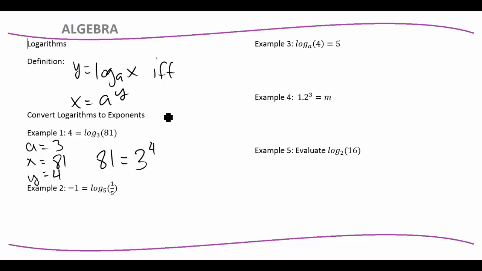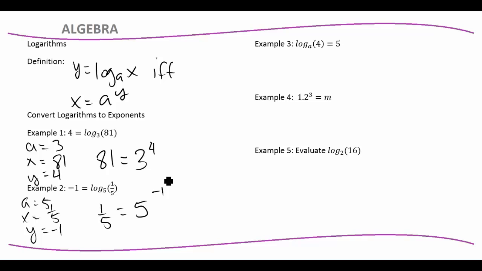Example 2, we're going to convert this logarithm to an exponent. We have our a is 5, our x equals 1/5, our y equals -1. And so we're going to have our x, which is 1/5, equals our base 5 raised to the -1. And 1/5 is 5 to the -1.